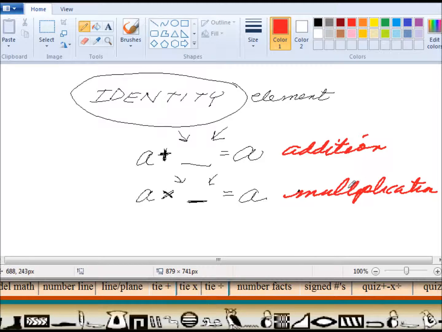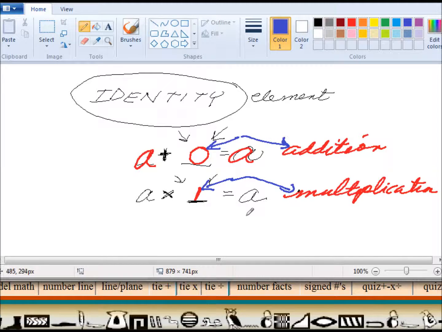Now, while I've been writing this down, I hope you were thinking, what number can you add to any number and get that same any number back? Well, it would be 0. So 0 is the identity element for addition. What number would go here? What number times any number would give you that any number back? Well, it would be 1. So 1 is the identity element for multiplication.